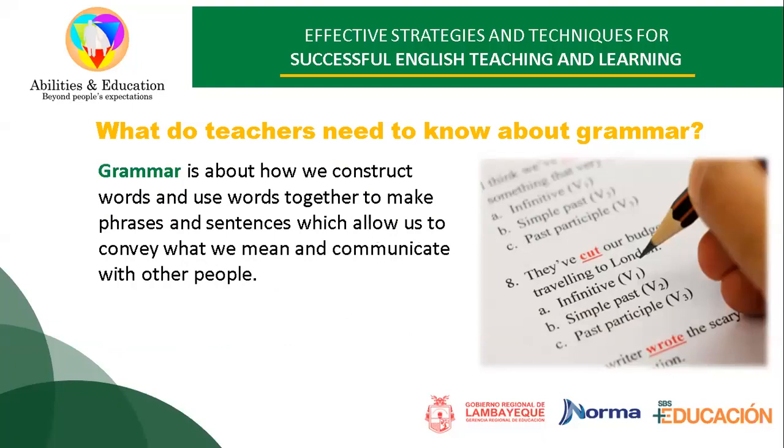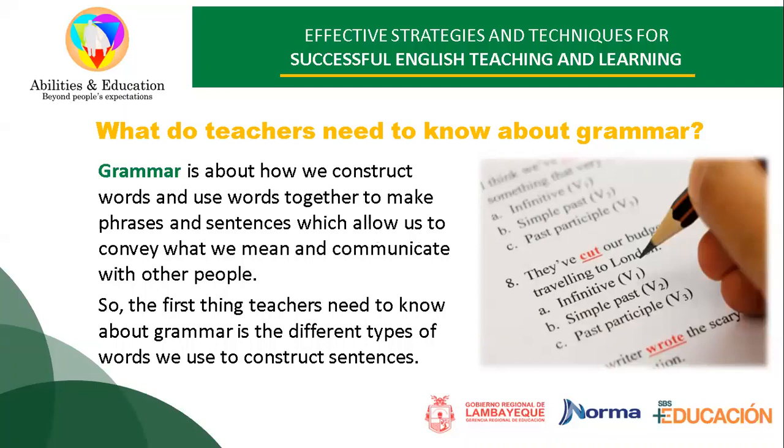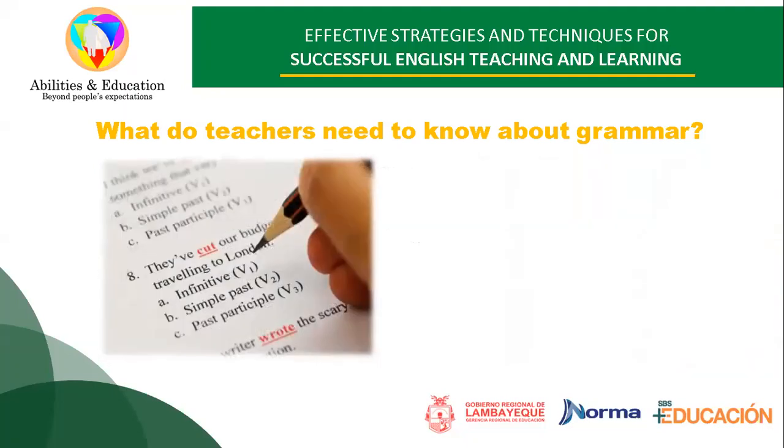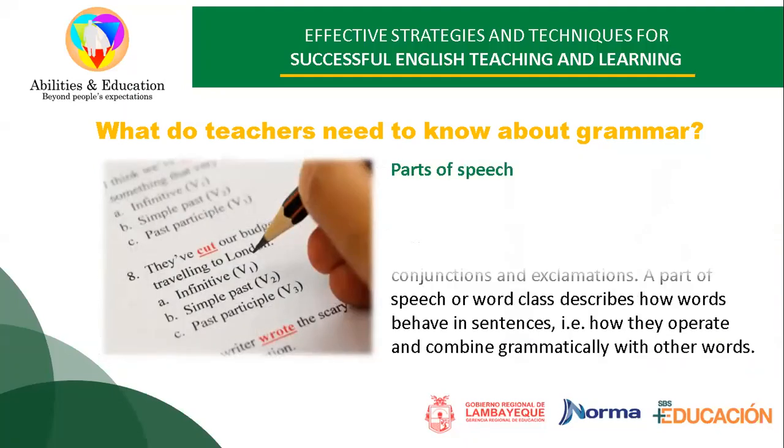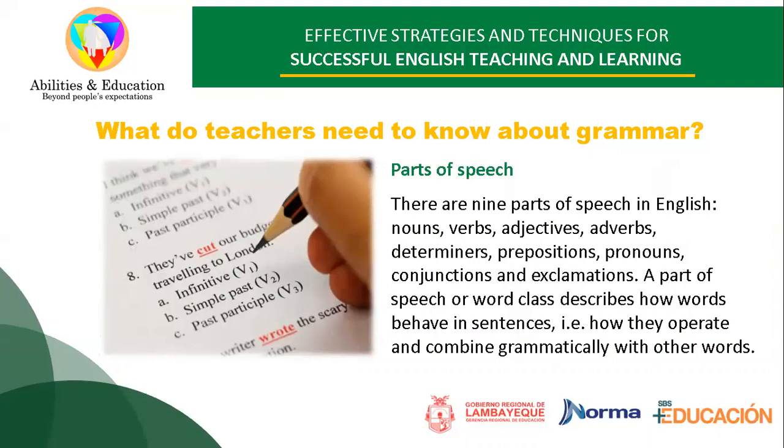Grammar, then, is about how we construct words and use words together to make phrases and sentences, which allow us to convey what we mean and communicate with other people. So the first thing we need to know about grammar is the different types of words we use to construct sentences. What are these different types of words? These are called parts of speech, and there are nine parts of speech in English. Nouns, verbs, adjectives, adverbs, determiners, prepositions, pronouns, conjunctions, and exclamations.